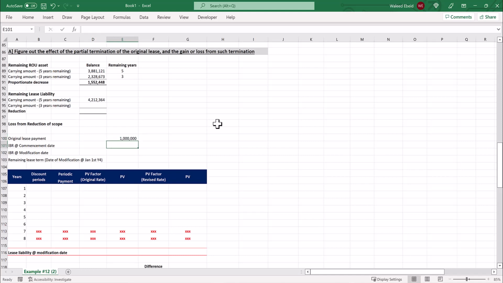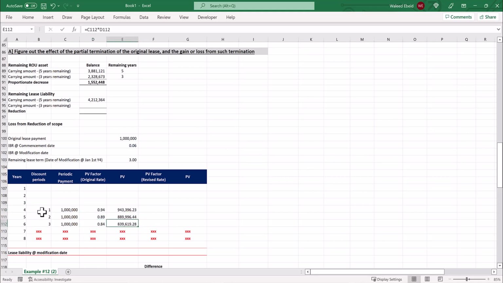The original lease payment is 1 million. The original discount rate is 6%. And the remaining years in the revised lease term is 3 years. So, insert the discount periods here starting from year 4. Then the original lease payments. And here are the present value calculations.